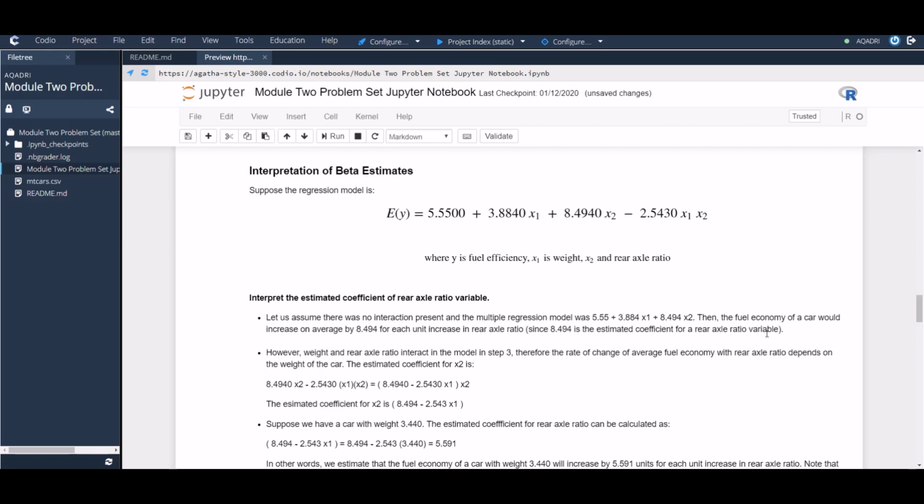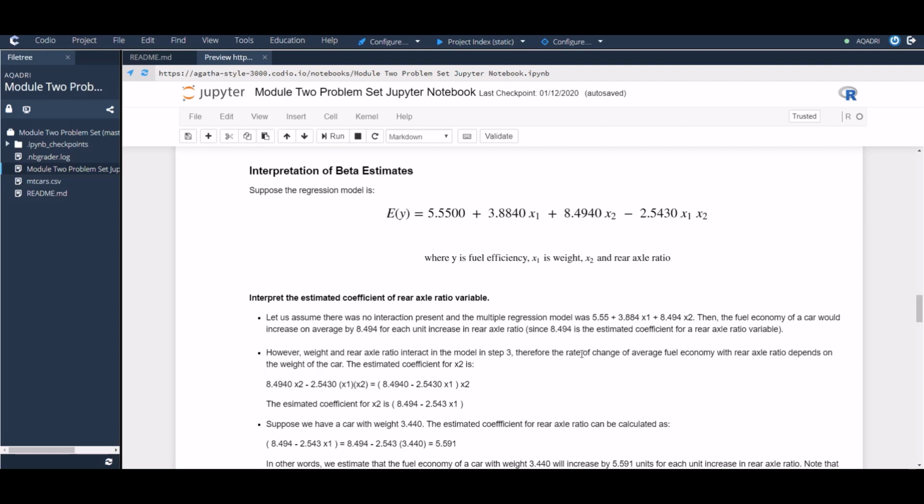And so if that was the case, then the fuel economy of the car would increase on average by 8.494 for each unit increase in rear axle ratio. So if x2 went up by 1, then the fuel economy would increase by 8.494. That's how you interpreted this coefficient last week. However, now weight and rear axle ratio interact in the model, so there's an interaction term, and therefore we need to be careful about interpreting the coefficient.